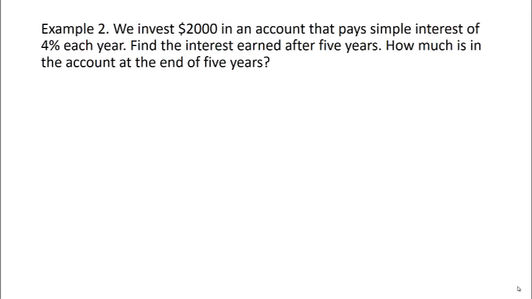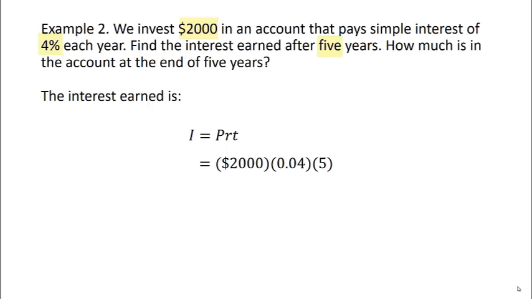Suppose you invest $2,000 in an account that pays simple interest of 4% each year. Let's find the interest earned after 5 years. How much is in the account at the end of 5 years? So we start by finding the interest earned using our formula I equals PRT. The principal is $2,000. The interest rate is 4%, and we want to know the amount after 5 years. Multiplying, we see that the interest earned is $400.